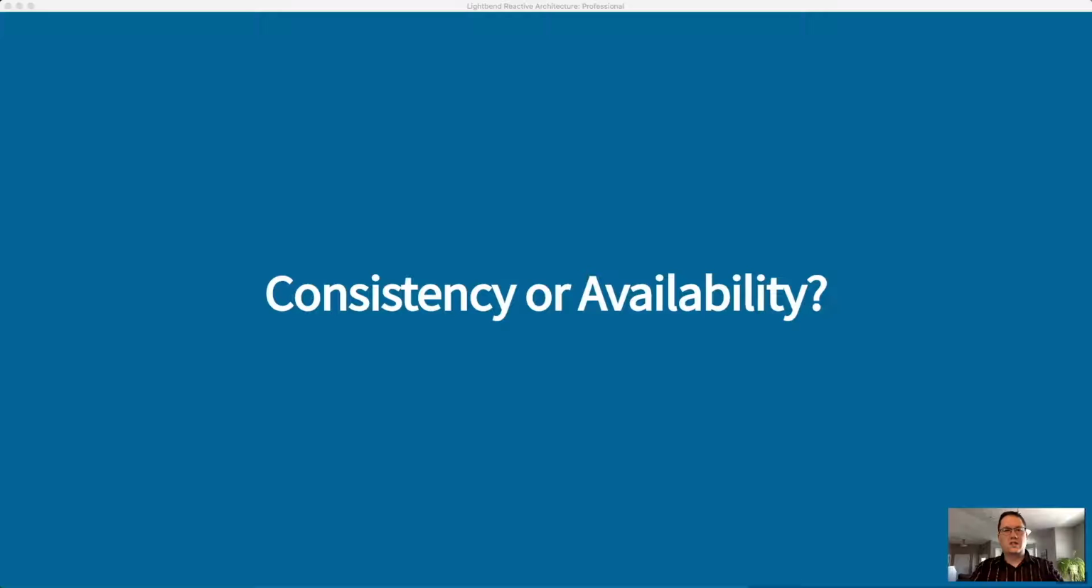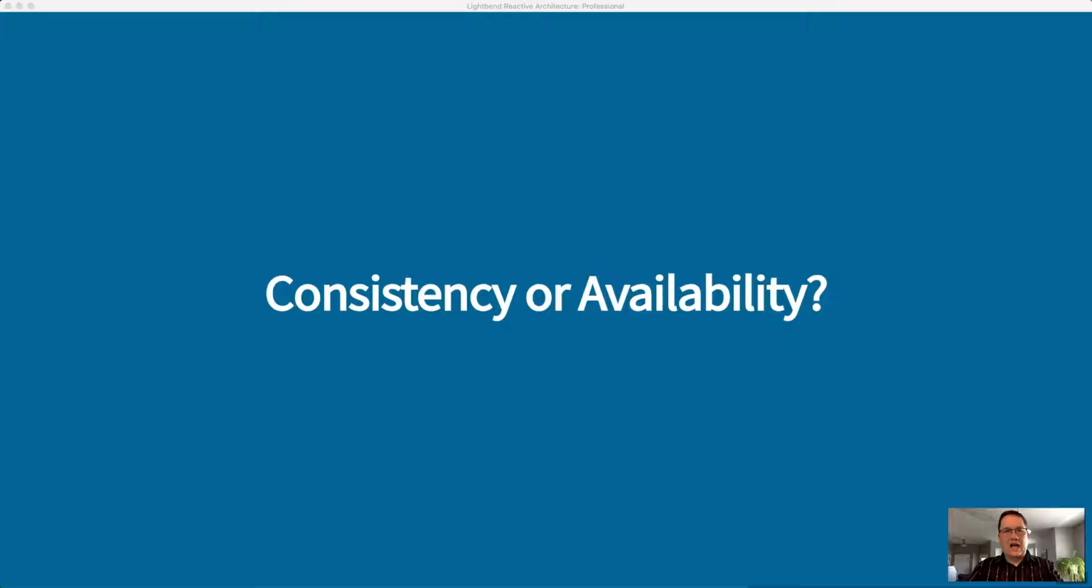The CAP theorem forces us into a situation where we have to make a choice between strong consistency or high availability. Now, this is a challenge because really we want both, right? I mean, ideally, what we would like is to have both of those all the time. But we can't have that. That's what the CAP theorem tells us.